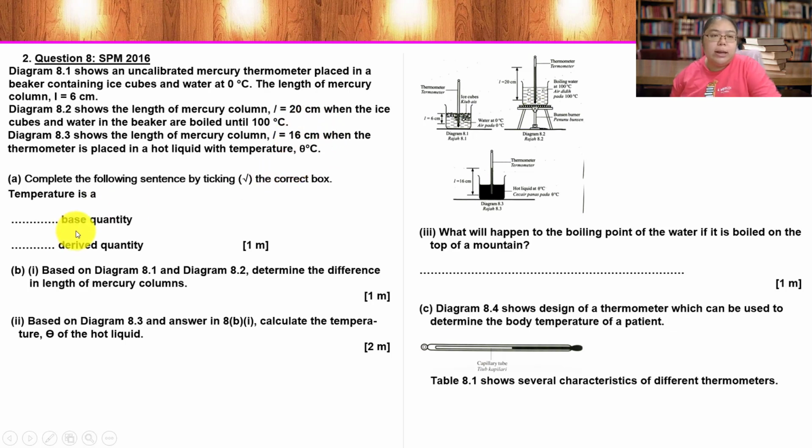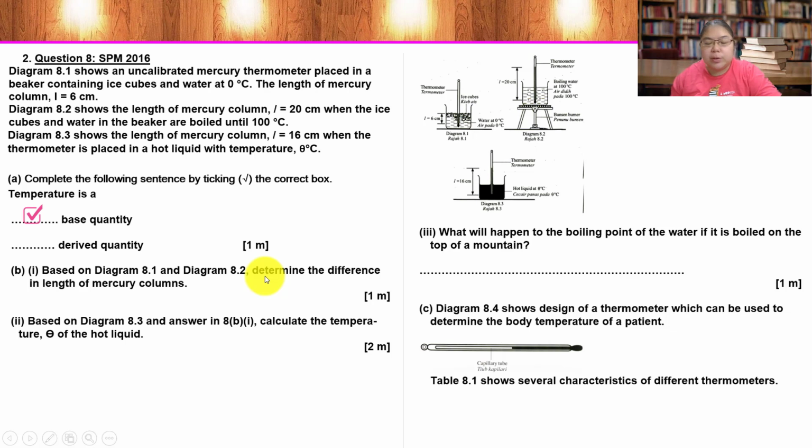Okay, we start question A. Complete the following sentence by ticking the correct answer. Temperature is a base quantity. Okay, B1. Based on diagram 8.1 and 8.2, you need to determine the difference in the length of the mercury column.